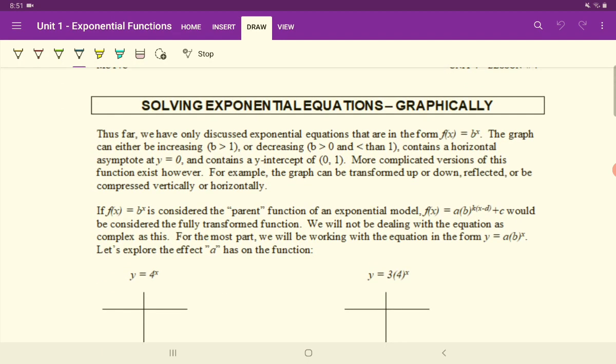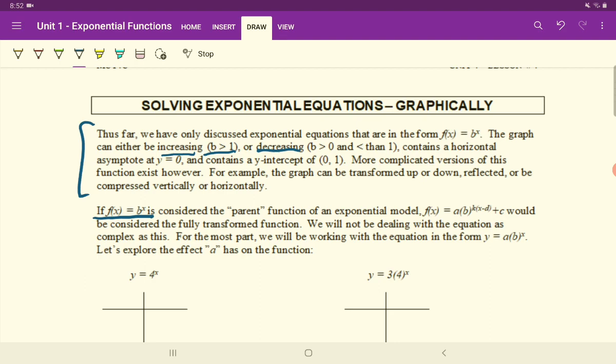So far, just like I said, I've already discussed everything in here. We know that when b is greater than 1, we're increasing. When b is greater than 0 but less than 1, then we are decreasing, and there's an asymptote at y equals 0. But again, I want to stress that that is for the most basic function, f of x equals b to the x. That is what's considered the parent function of exponentials.